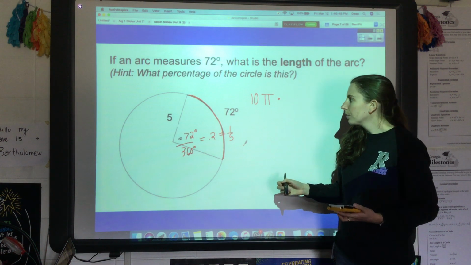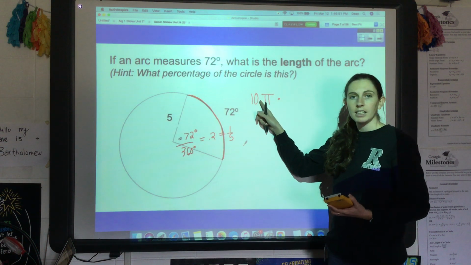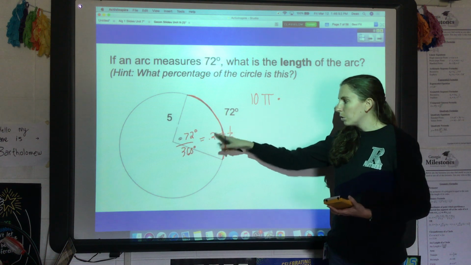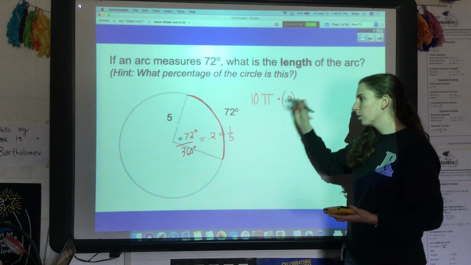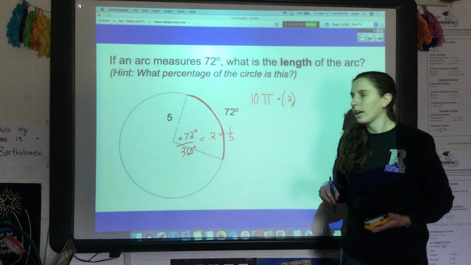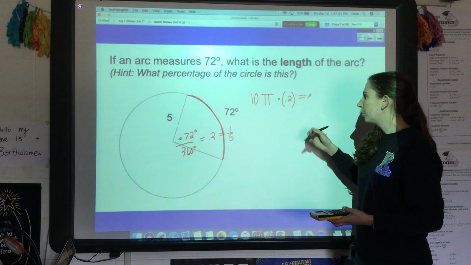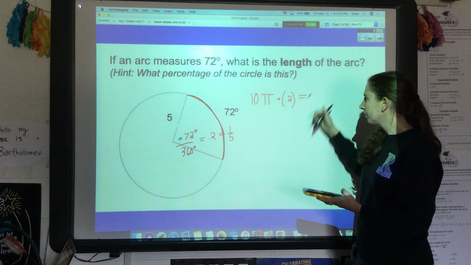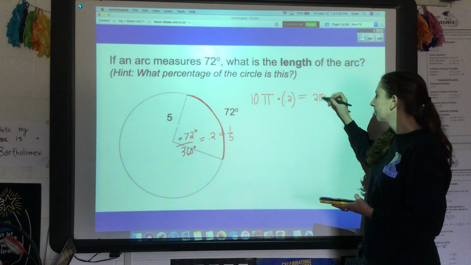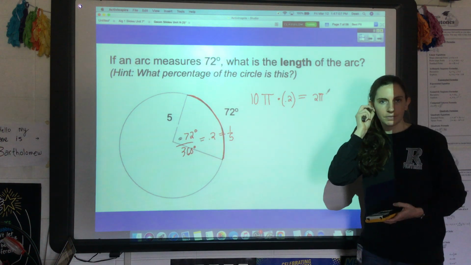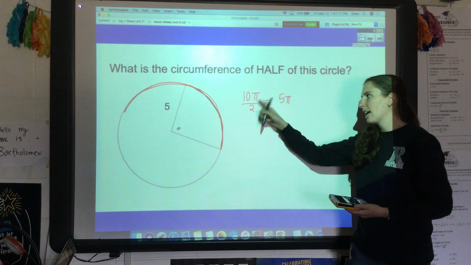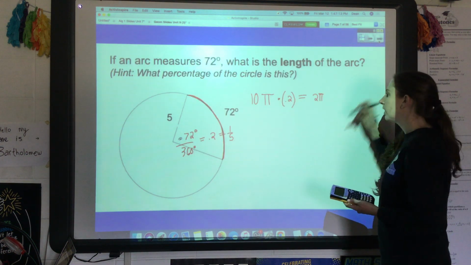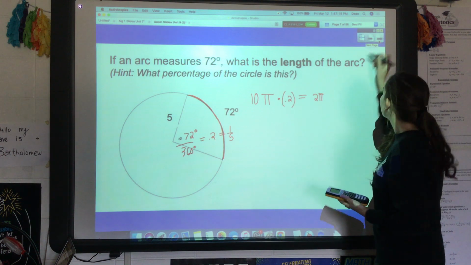All I have to do is take the entire circumference and multiply it by this percentage. Either multiply it by 0.2 or multiply it by a fifth, either way. And so that would be 2 pi. And that's my answer. It's basically the same as what we did before, but before we were doing half the circle. Here we're doing a fifth of the circle.